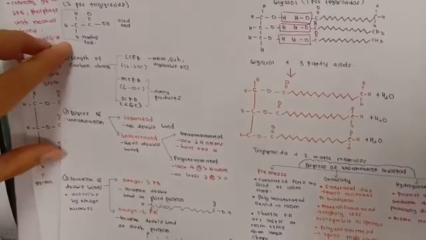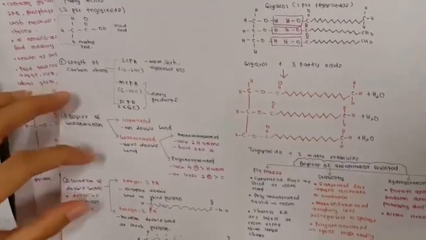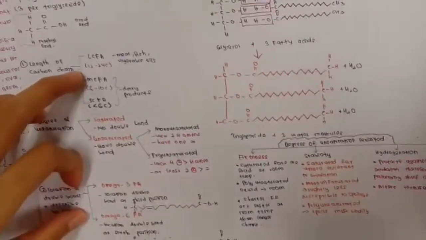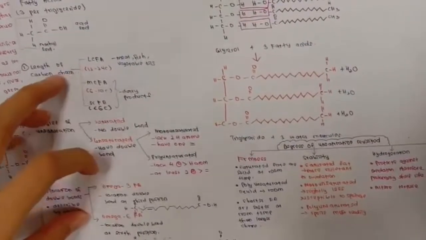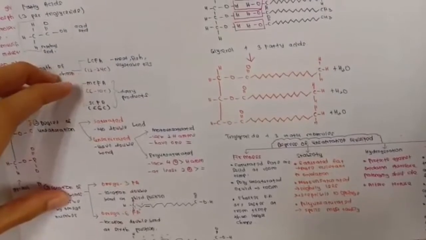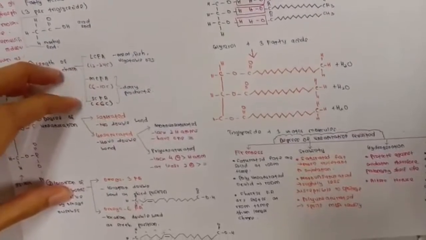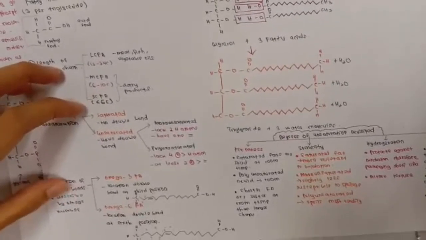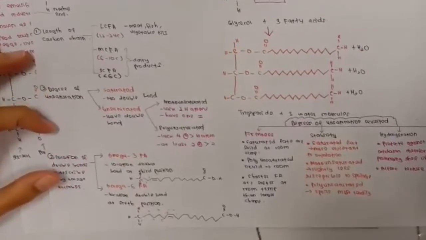This is the structure of a fatty acid, which has an acid end and a methyl group. First, fatty acids depend on the length of the carbon chain, which has three types. First, long chain fatty acids have 12 to 24 carbons, found in meat, fish, and vegetable oils. Second, medium chain fatty acids have 6 to 10 carbons, and short chain fatty acids have fewer than 6 carbons, found in dairy products.